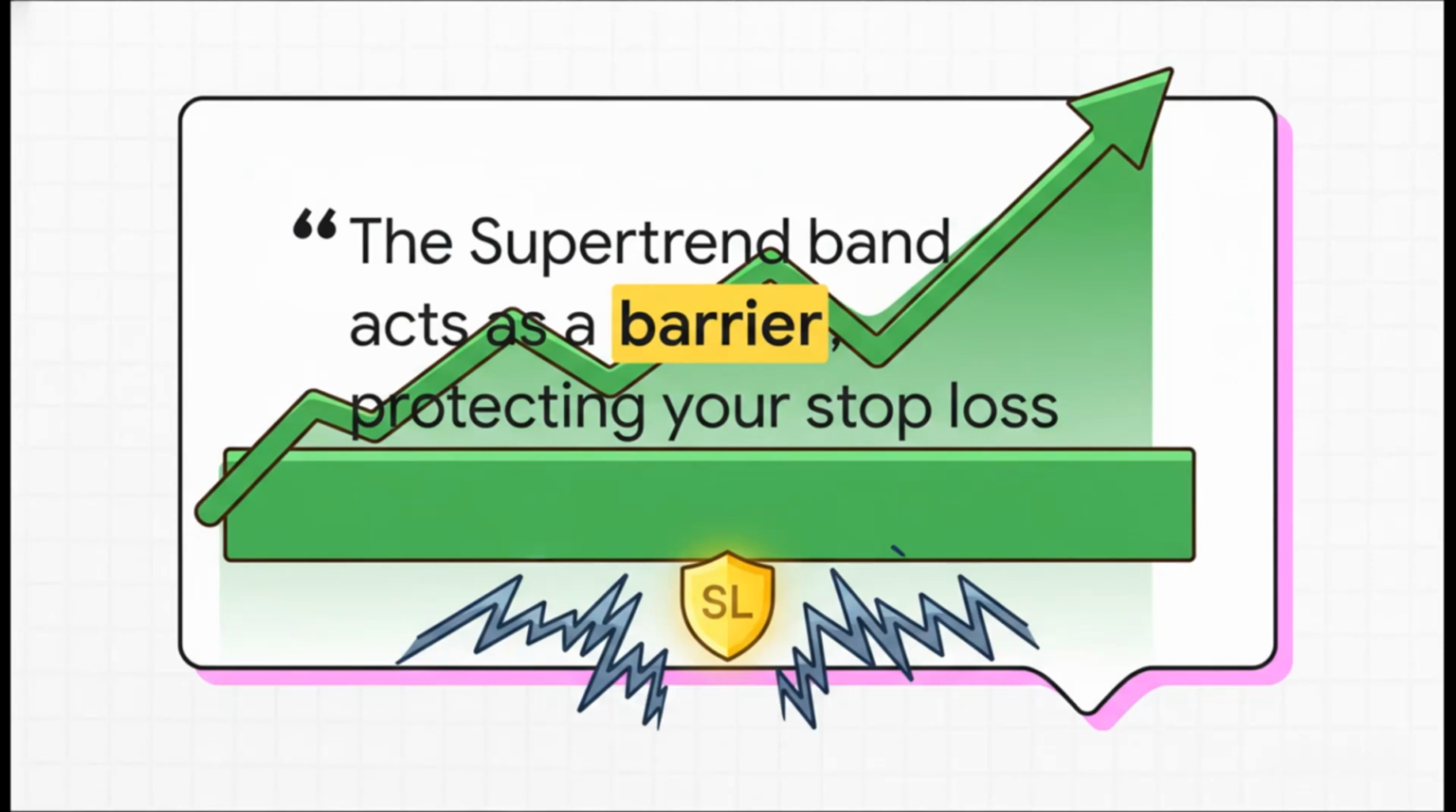That flat line becomes a perfect protective barrier, like a shield. You can tuck your stop loss right behind it, and it helps protect you from all that random market noise that might otherwise shake you out of a good trade.